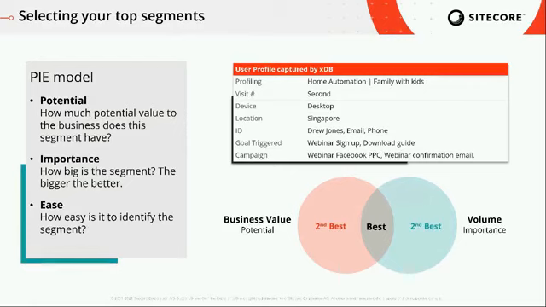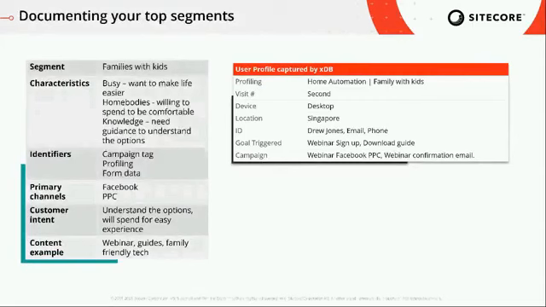Now, for me, looking at that data, I'd be targeting customers who are families with kids. I'd expect a fairly large audience in there, and with my knowledge of the market, I know that they are an audience that likes to spend on things like home automation and appliances. So I've identified that segment as a key group, and now I need to document it.